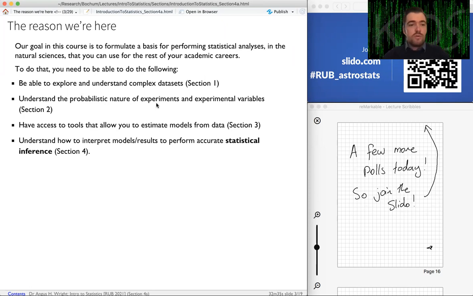That was section 2. The third section is giving you access to the tools that you need in order to estimate models given a data set. That was when we started talking about Bayesian statistics and MCMC. And then the last step is understanding how to interpret models and interpret results and do accurate statistical inference. This is arguably the most important part, but obviously you can't do section 4 without first having an understanding of 1, 2, and 3.